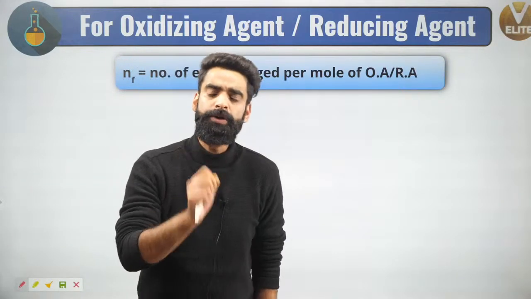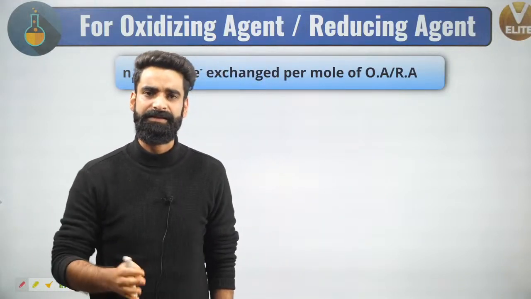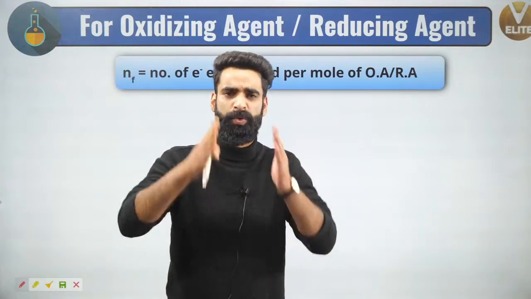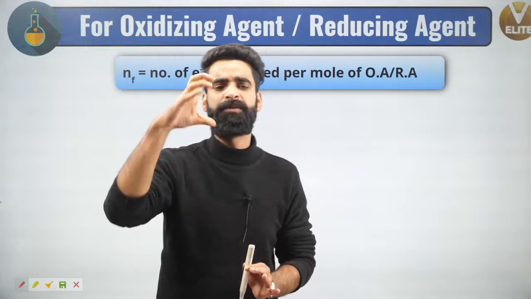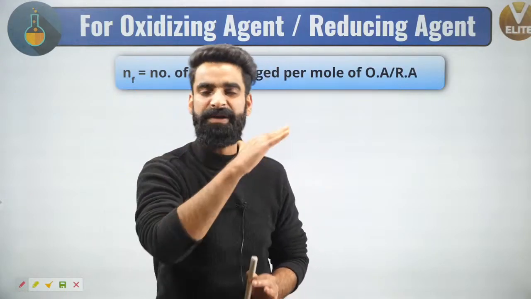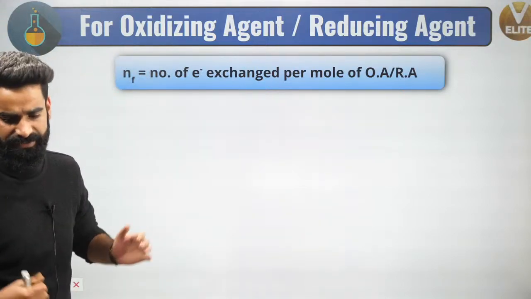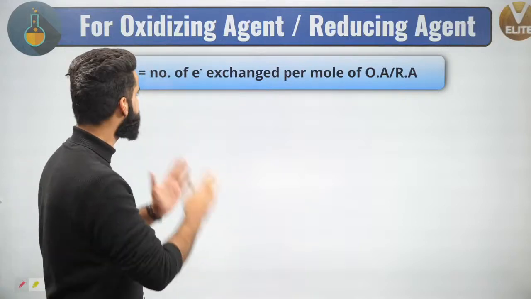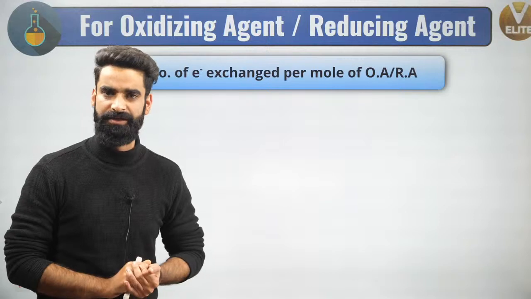First of all, I told you in the last session, why do we need n factors of different substances? In order to calculate the equivalent weight of any substance, we should know the n factor of the substance so that we can divide the molar mass of the substance by its respective n factor. Then only we can get the value of the equivalent mass of the substance. Yes, that's something which we have already discussed. Now, in today's session, let's get started with the calculation of n factor of oxidizing and reducing agents.